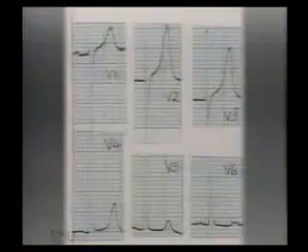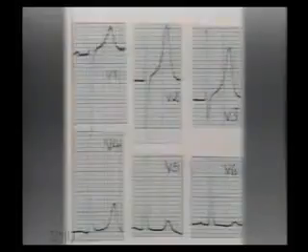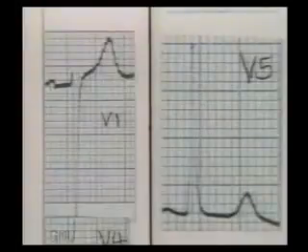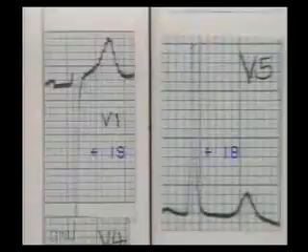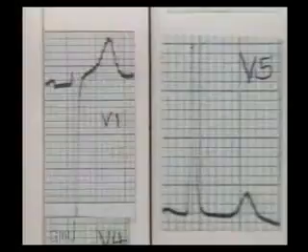In this ECG, there is a normal pattern of QRS complexes from negative in V1 to positive in V6. So let us measure SV1 and RV5 from the isoelectric line. SV1 is 19 millimeters and RV5 is 18 millimeters. SV1 plus RV5 is 37 millimeters, that is more than 35 millimeters. So left ventricular hypertrophy is present.